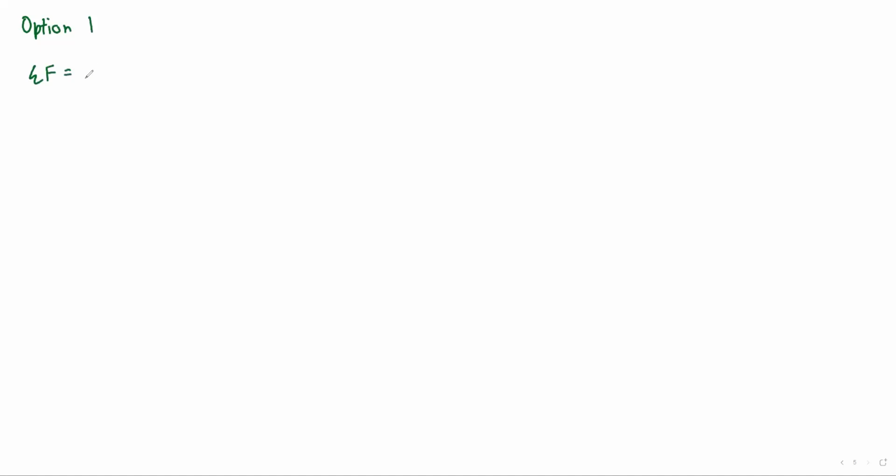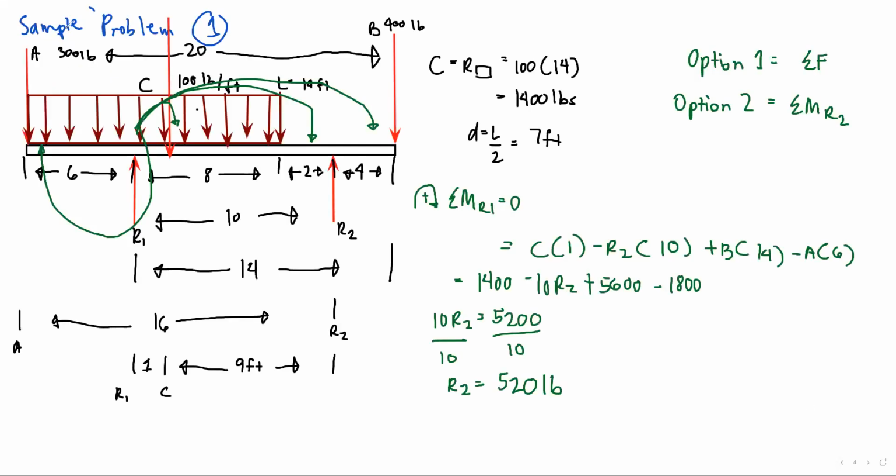Summation of forces equals to 0. So all upward forces are positive. Okay? So we have two positive, the R1 and the R2, and then three negatives, A, B, C. So 0 is equals to R1 plus R2 minus A minus B minus C. And then lagay natin yung mga value. So R1 is equals to R1 plus 520, di ba? Minus 300 minus 14 minus 400.